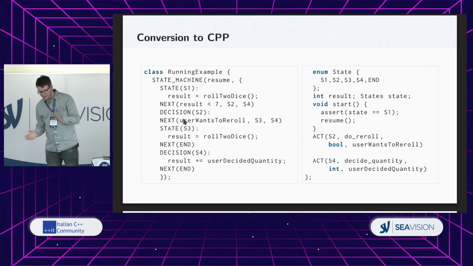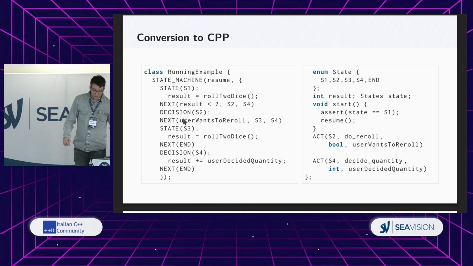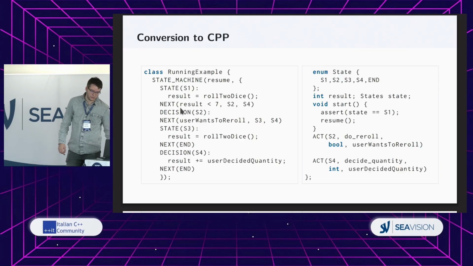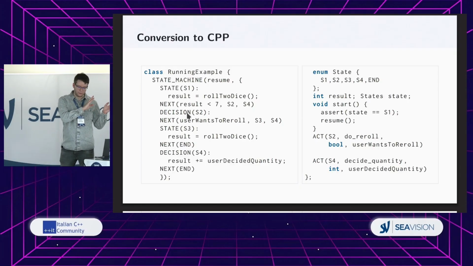Now the code becomes very large, I'm sorry. But on the left, there is, again, the same implementation as the starting one. We roll 2 dices. We set the result to be the result of rolling 2 dices. If the result is less than 7, we go to state S2. Otherwise, we go to state S4. In state S2, there is a decision. Here, we stop the execution, and we go back to wherever we were before executing this function. And then from here, we expect that the user will provide user wants to reroll somehow. If user wants to reroll, we go to state S3. Otherwise, we go to state S4.